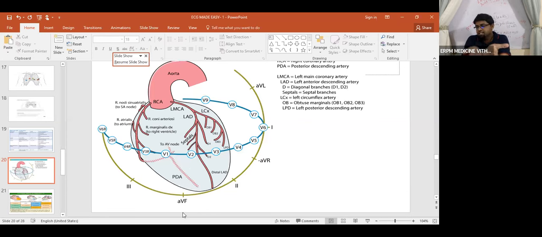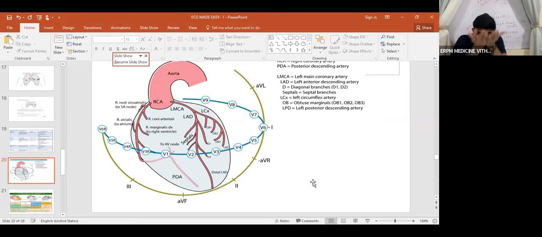They are looking from the bottom, isn't it? So they look at the inferior surface of the heart. They look at the inferior surface because they look from down. It's very important. Clear?